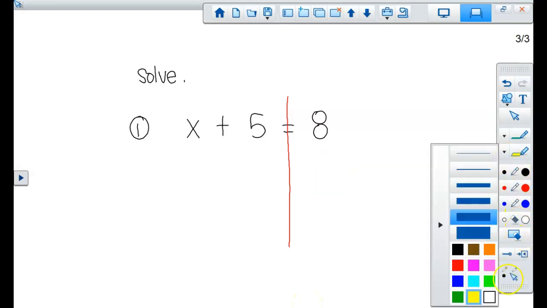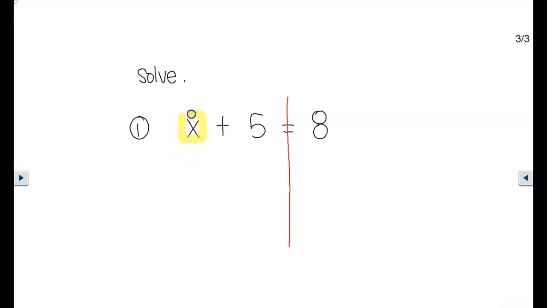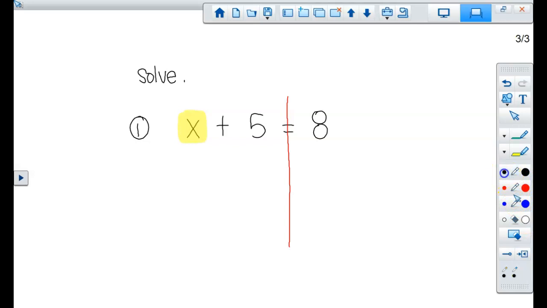Now, real quickly here, remember what our goal is. Our goal is to get this x completely by itself. So in order to get this x completely by itself, think about what needs to go away. Well, to get this x completely by itself, this plus 5 needs to go away. So remember, this is called a one-step equation because there is one operation. So I want you to look at this equation, and I want you to look to see what operation is in it. Well, my x has 5 being added to it.